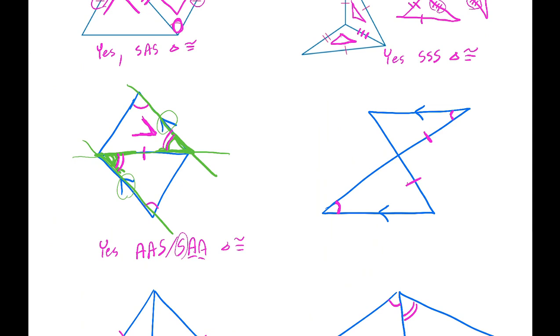And we could do that same thing again with these two angles, but instead I'm going to shake it up and do something different. I'm going to say we also know vertical angles here. Okay, and if we know vertical angles, this is also yes by AAS or SAA.